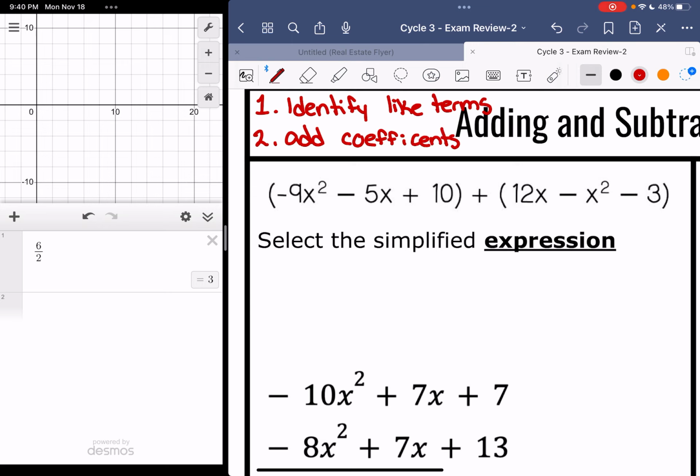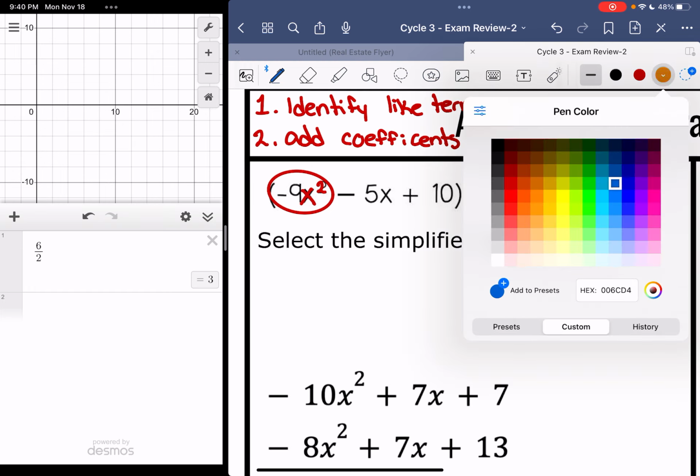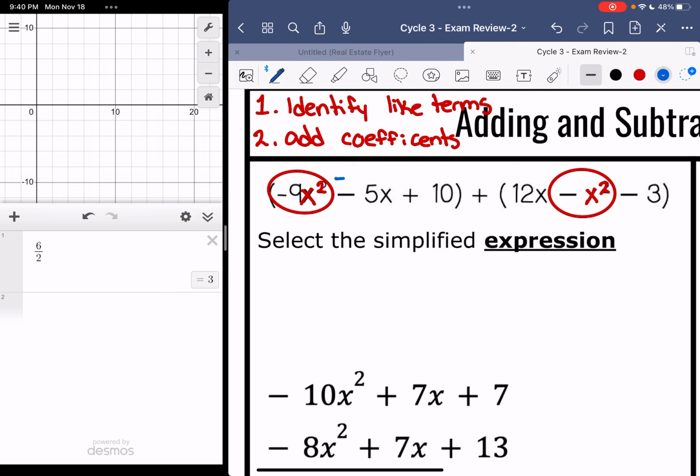All right, let's get started with identifying like terms. Remember, like terms have to have the same exponent and the same variable. So right here we have negative 9x squared. I'm searching for that x squared again. I see it over here, negative x squared. They both have that x squared.